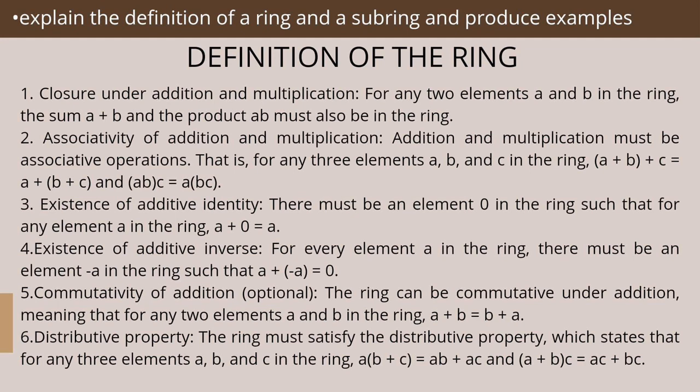And lastly, number 6, distributive property. The ring must satisfy the distributive property, which states that for any three elements A, B, and C in the ring, A(B + C) is equal to AB plus AC, and (A + B)C is equal to AC plus BC. So that's the definition of the ring.